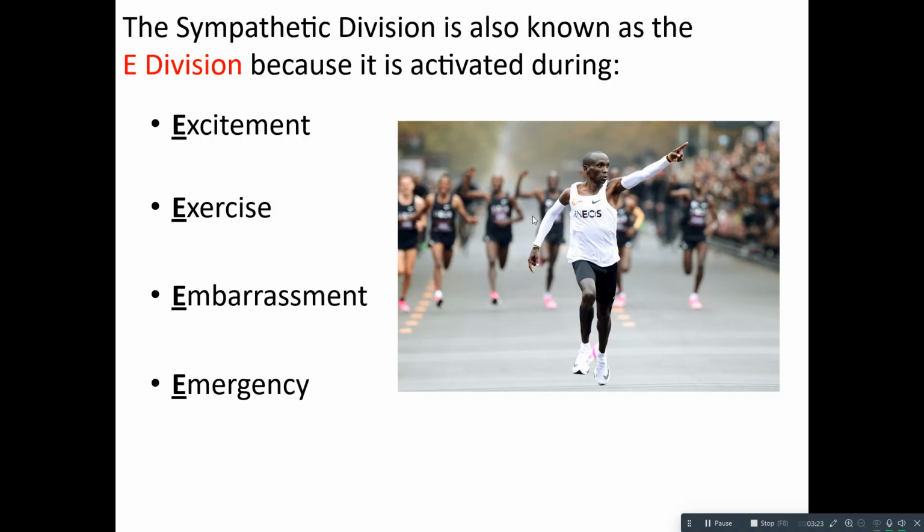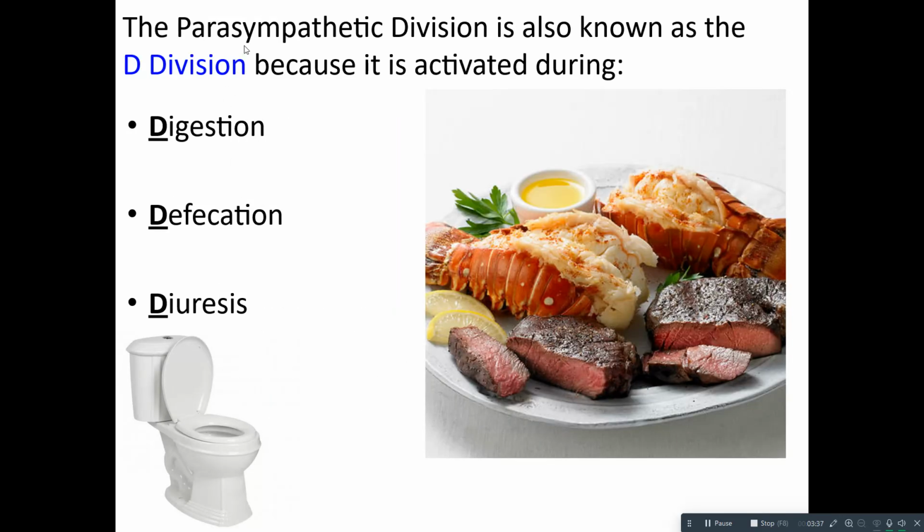All right, we've got a couple other nicknames. The sympathetic division is also known as the E division because it's activated during situations like excitement, exercise, embarrassment, and emergency. Meanwhile, the parasympathetic division is also called the D division because it's activated during situations like digestion, defecation, and diuresis. Diuresis, of course, is peeing.